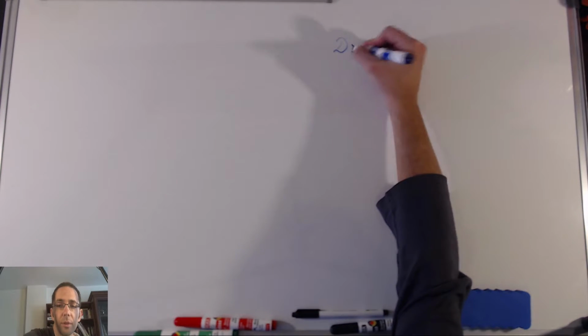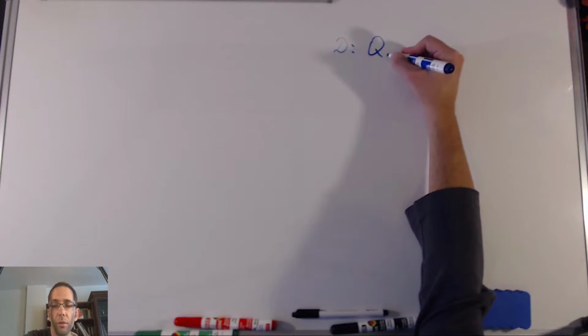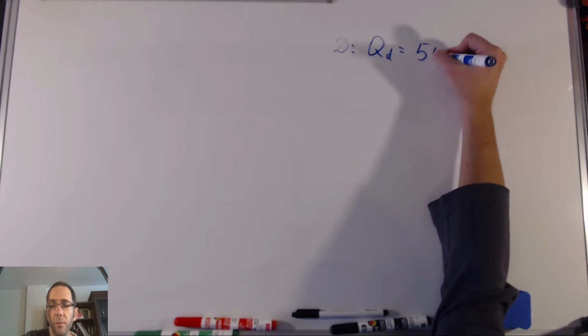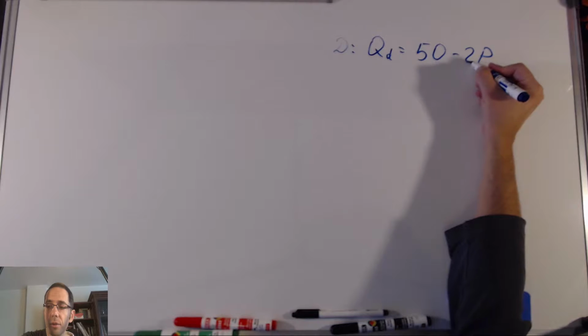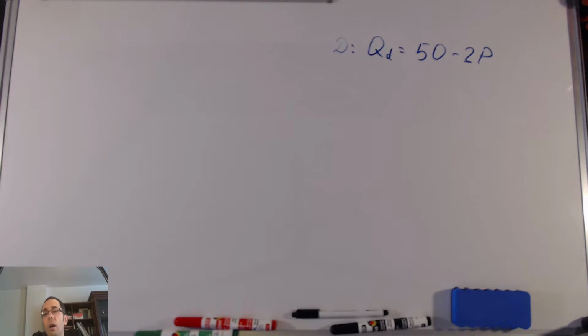To calculate the incidence of the tax, we are going to need a demand function and a supply function. So let's use two equations. The equation of the demand function would be Q, quantity demanded, is equal to 50 minus 2P. Notice the negative coefficient in front of the price signifies that the relationship between the price and the quantity demanded is negative, meaning that, as the law of demand stated, an increase in the price would lead to a decrease in the quantity demanded.